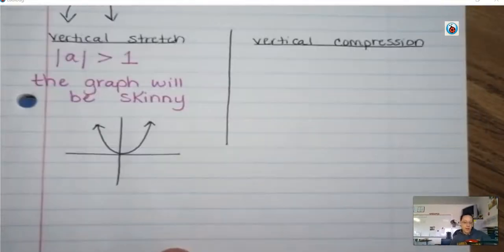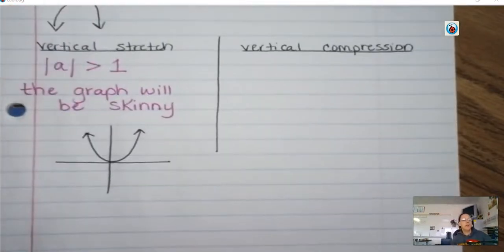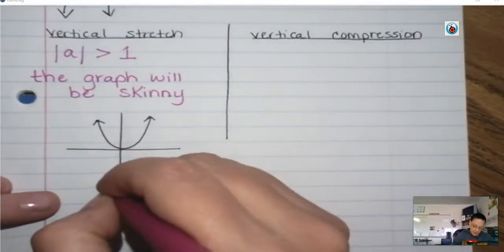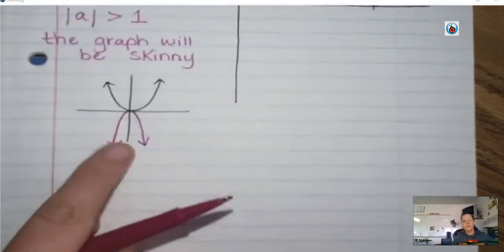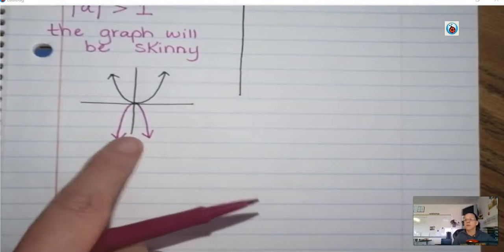But if A is going to be a negative, and then the absolute value of A is greater than 1, so it's negative, but it's a number where if you take off the negative, it's bigger than 1, it's going to go downwards, and it's going to be skinny. So it'll be something like this. It's going to face downwards, but it's going to be skinny.